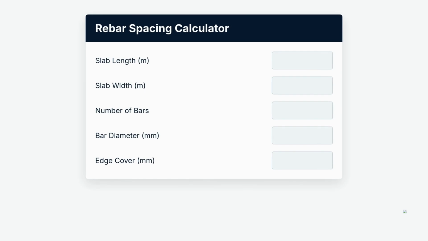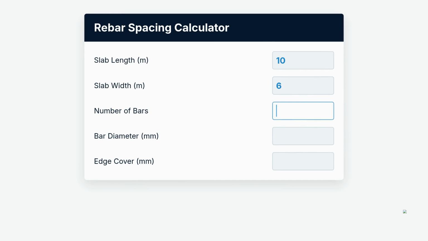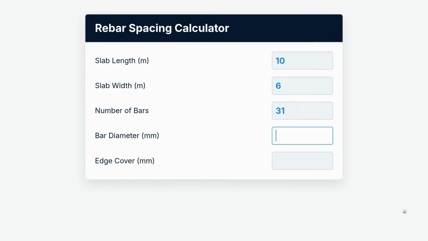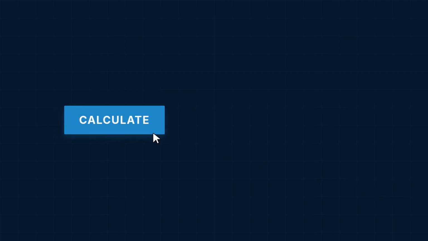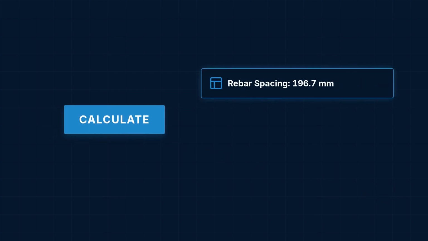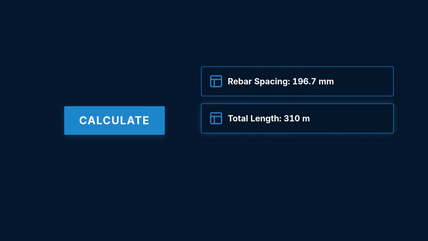For this example, I've entered a 10-meter length, 6-meter width, 31 bars, 16-millimeter diameter, and 50-millimeter edge cover. After clicking Calculate, the results show rebar spacing equals 196.7 millimeters, confirming our 31 bars.